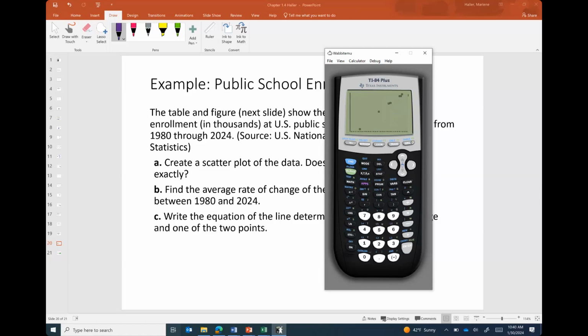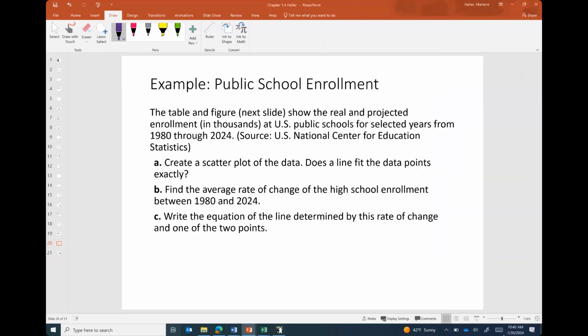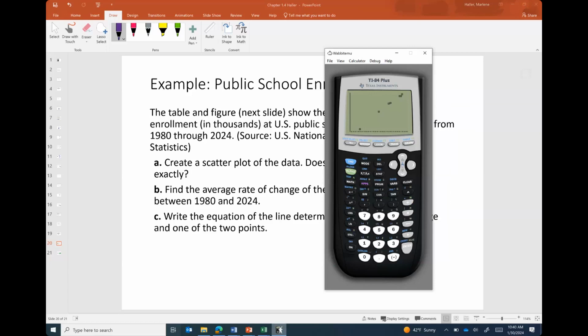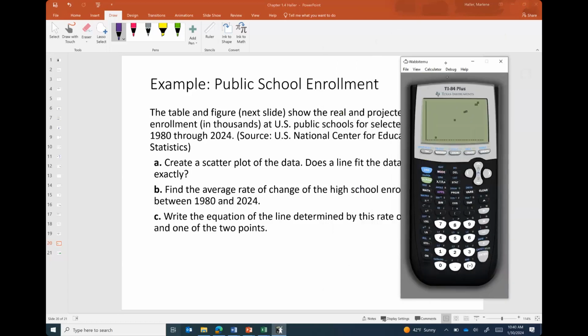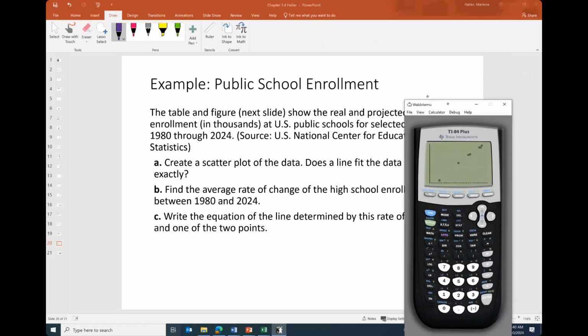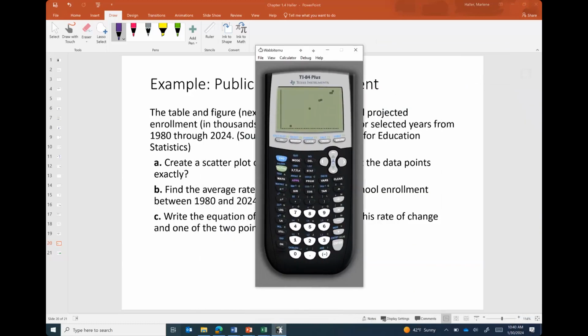Now, if I press graph, I can see, oops, got something else in there that I didn't necessarily want. Yours won't look like that. Clear that out. There. Yours will look like this. And there's a scatter plot of that data on the graphing calculator. And it looks fairly linear, doesn't it? Is it exactly linear, though? Well, probably not.